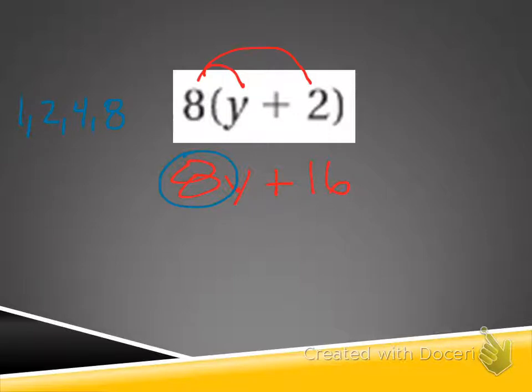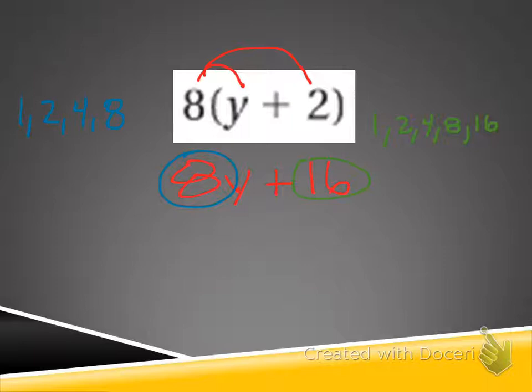So 8 divided by 1 is 8. 8 divided by 2 is 4. 8 divided by 4 is 2. And 8 divided by 8 equals 1. So those are all the numbers that divide 8 evenly. Let's do the same for 16: 1, 2, 4, 8, and 16. Again, all those numbers divide evenly into 16.